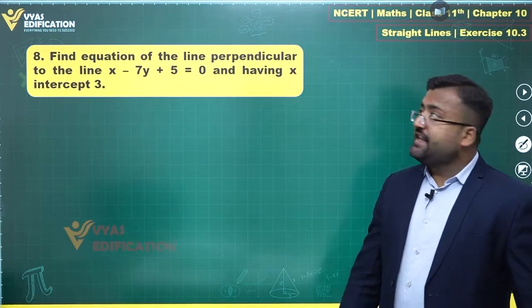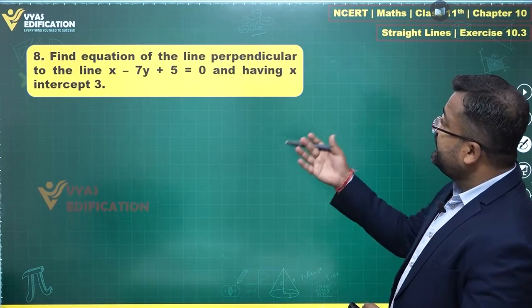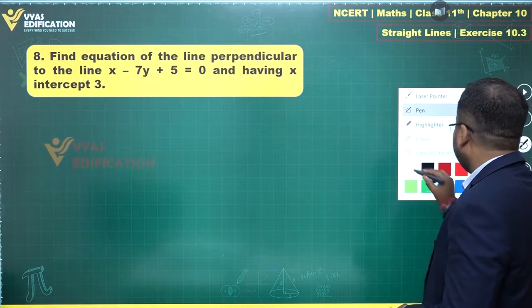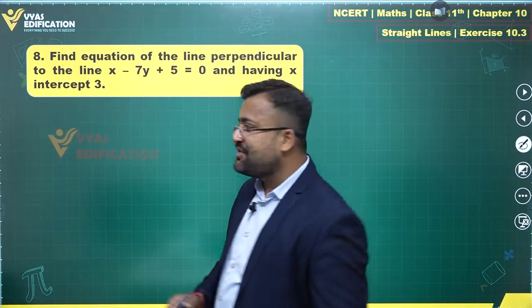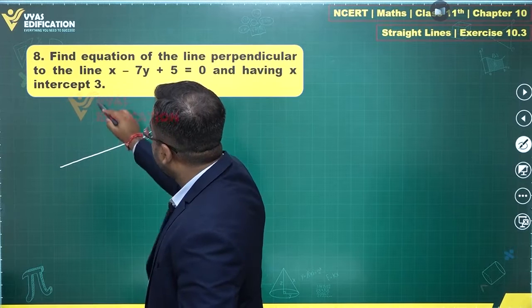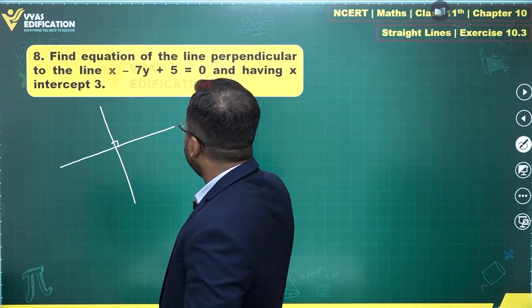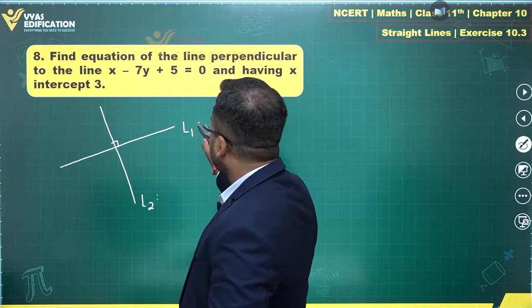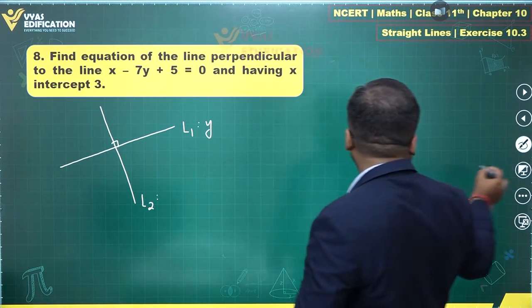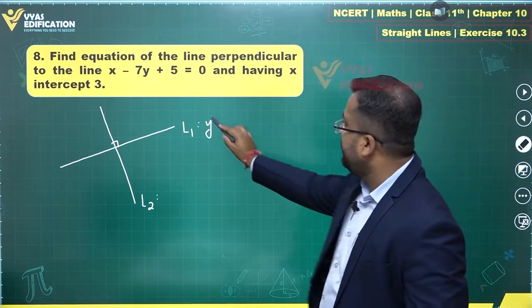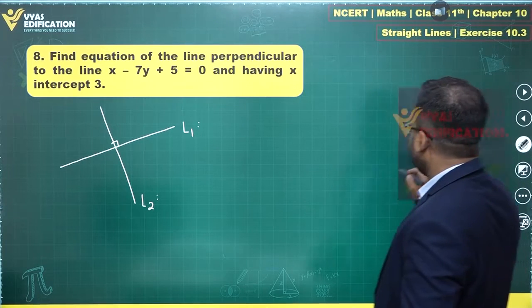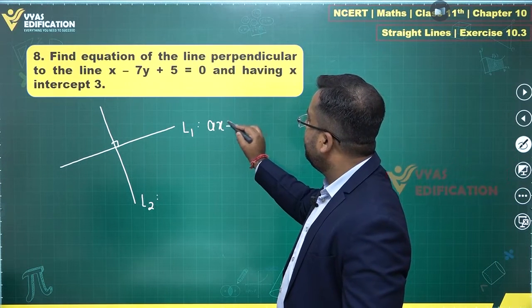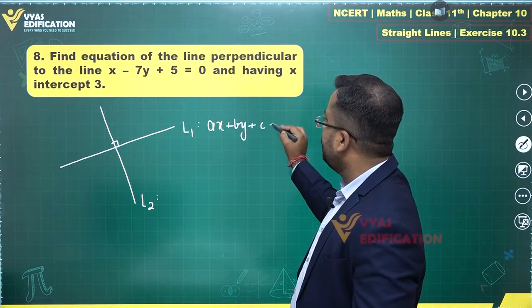The 8th question says, find the equation of the line perpendicular to the line x minus 7y plus 5 equals 0 and having x-intercept 3. So for perpendicular, do we have some kind of simple trick? Yes, we have a simple trick for perpendicular as well. If this is L1, this is L2, and the equation of L1 is, let us say, ax plus by plus c equals 0.